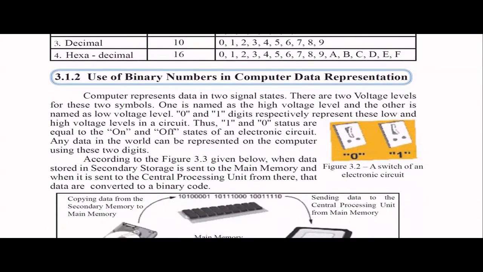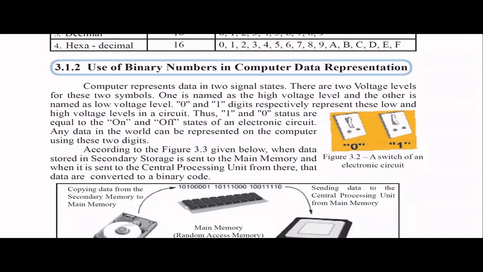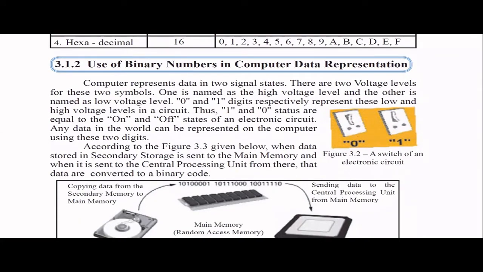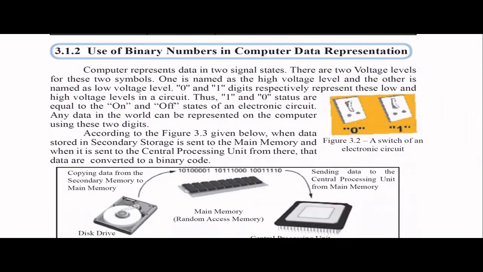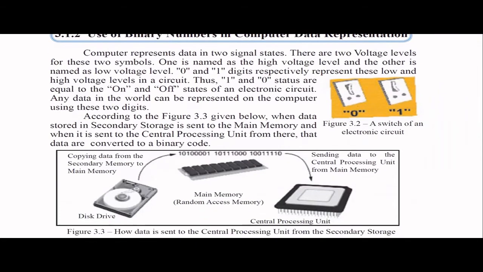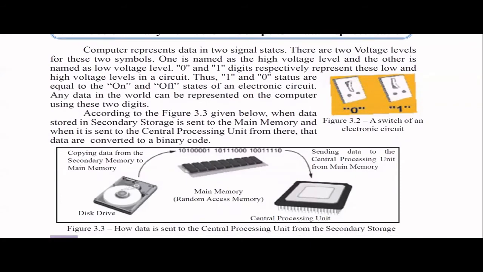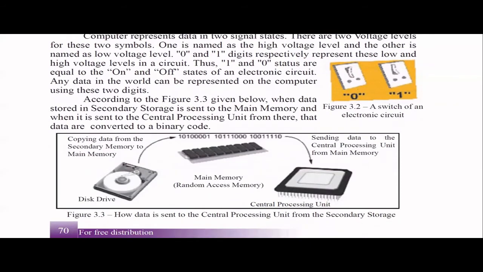As I told earlier, computers are actually using the binary number system. They have 2 signal states, 2 kinds of voltage levels: one is the high voltage level and the other is the low voltage level. For these voltage levels, they use the digits 0 and 1, which means the on-off status in an electronic circuit. So any data in the world can be represented by using these 2 digits, 0 and 1.